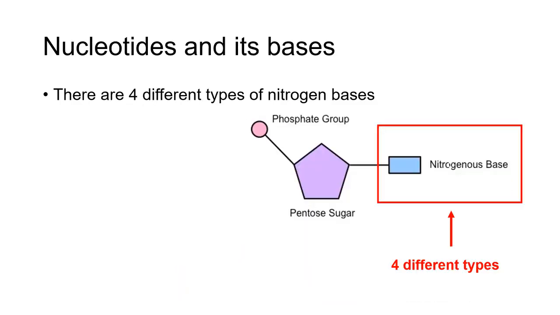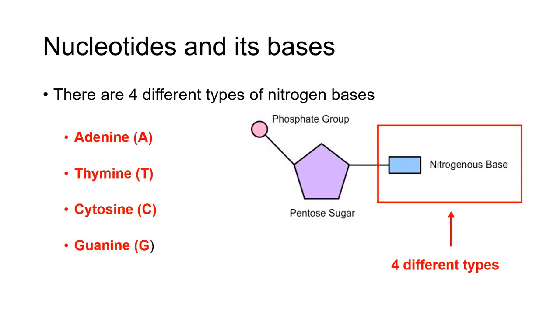The difference in the nucleotide is not in the phosphate or the sugar. It's actually the difference in what we call the nitrogenous base, the third component of a nucleotide. This is the one that makes the nucleotide unique. There are 4 different types of bases. You have probably heard of the term ATCG before. This is the full term: A is known as adenine, T is known as thymine, C is cytosine, and G is guanine.